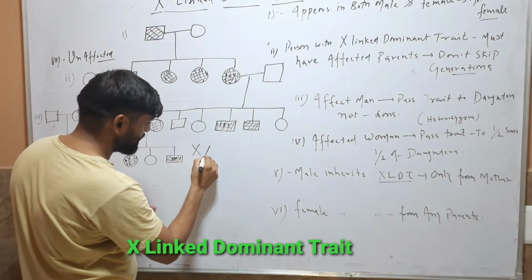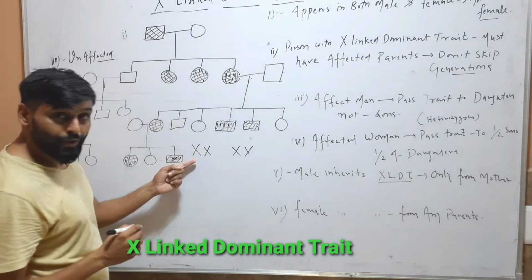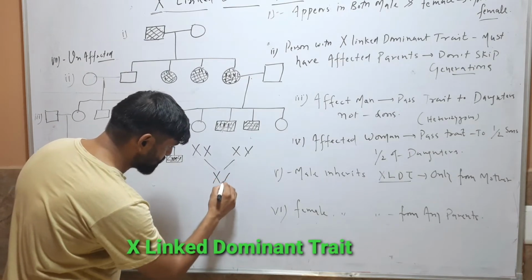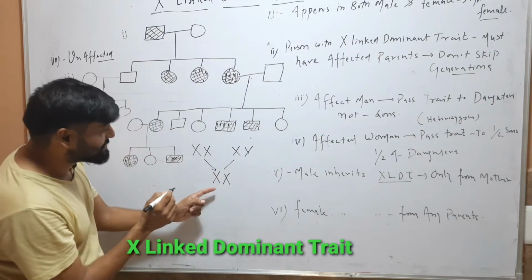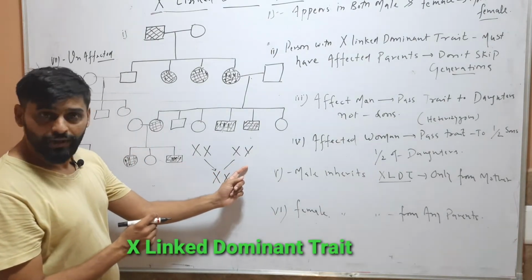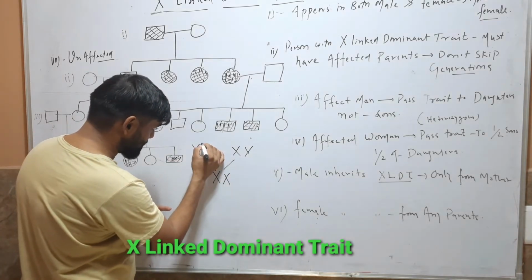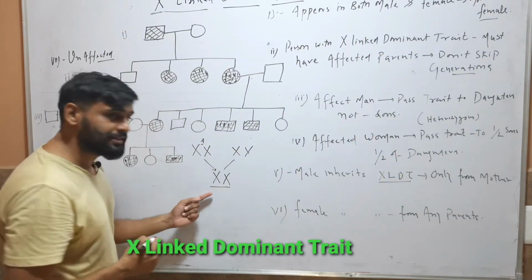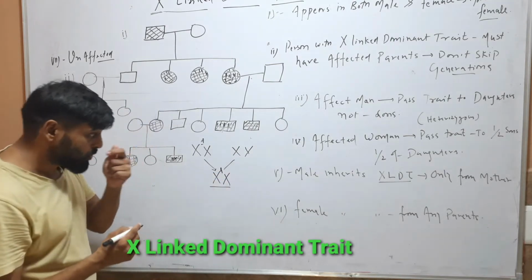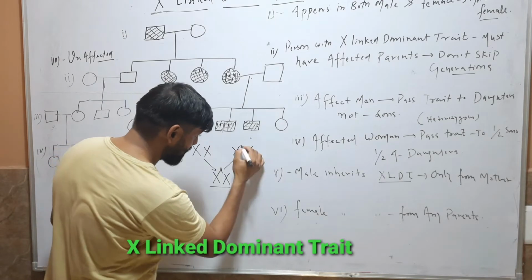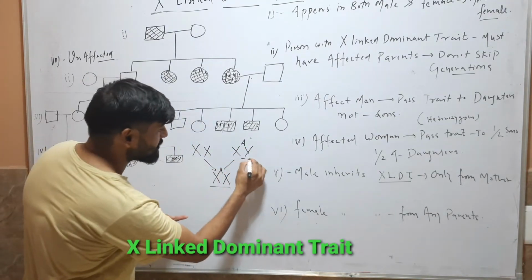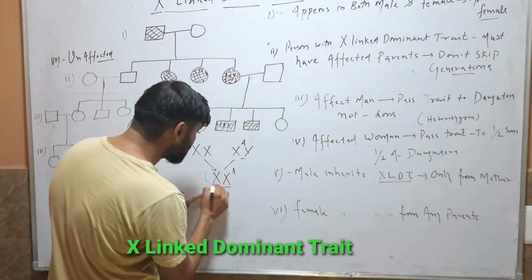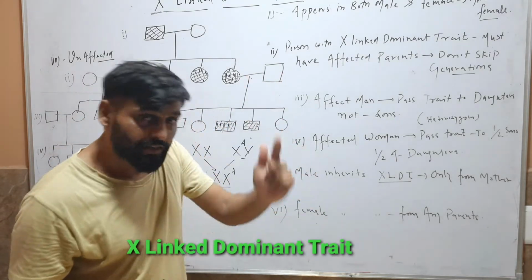Suppose this is a female and this is male. So here the female has two X chromosomes, and this is a female offspring. So this female is taking one X from mother and one X from father. If any of those X is mutated, then there is a chance that this female will be affected. Suppose mother is not affected, and father is affected, then there is also a chance she will be affected.